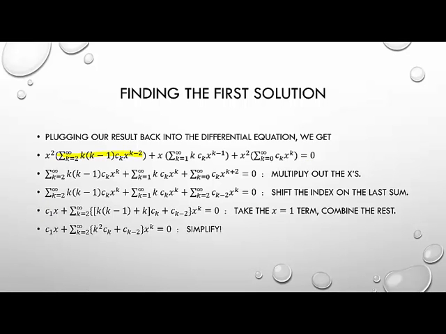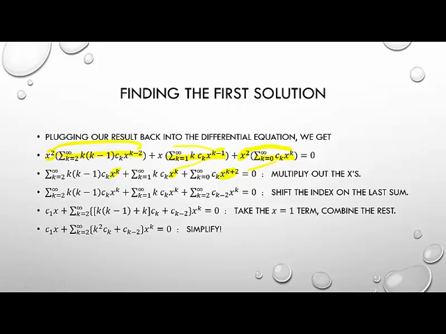We have y double prime, x squared times y double prime, x times y prime, and x squared times y. Let's take this x and multiply it out. Our first series will have an x to the k power, index starting at 2. Our second series will have x to the k power starting when k is equal to 1. And then our last series will have x to the k plus 2, index starting at 0.